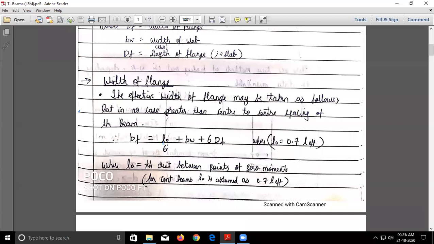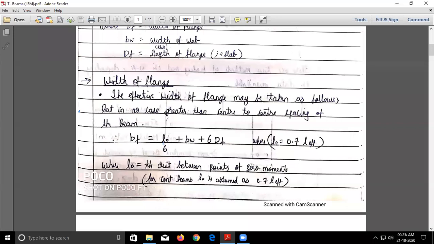So this effective width of the flange, when it is not given to you, you will have to find out by this equation, L naught upon 6 plus BW plus 6 times DF. You already know what is DF. DF is nothing but the depth of the flange or the depth of the slab. BW is nothing but the width of the web, that is the width of the beam. And L naught, what is L naught? The distance between the points of zero moments, or you can say L naught is the distance between the points of contraflexure. So what is the point of contraflexure? It is nothing but the point of zero moment.